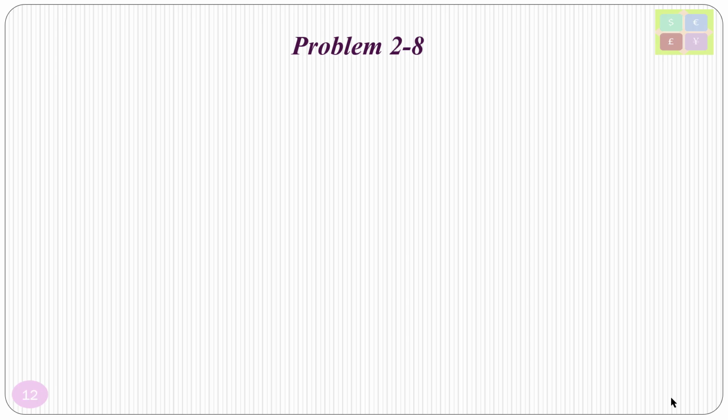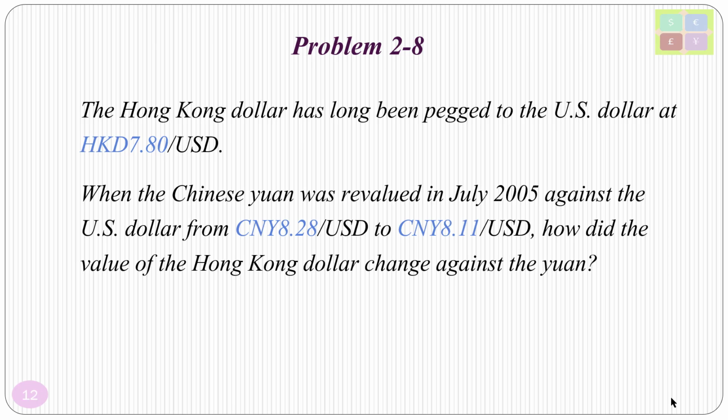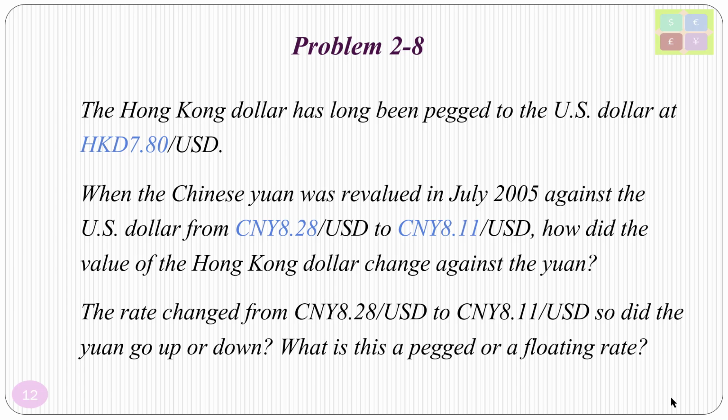In this last assigned problem of the chapter, we are told that the Hong Kong dollar has long been pegged to the US dollar at 7.80 Hong Kong dollars per US dollar. When the Chinese yuan was revalued in July 2005 against the US dollar from 8.28 Chinese yuan per US dollar to 8.11 Chinese yuan per US dollar, how did the value of the Hong Kong dollar change against the Chinese yuan?